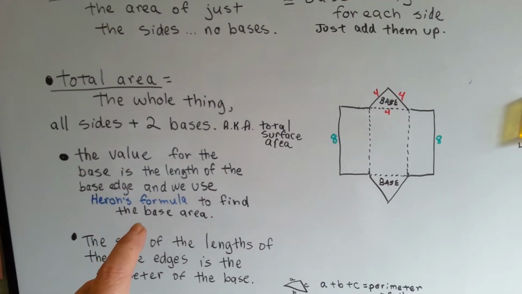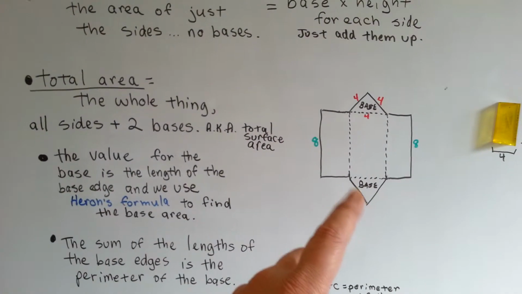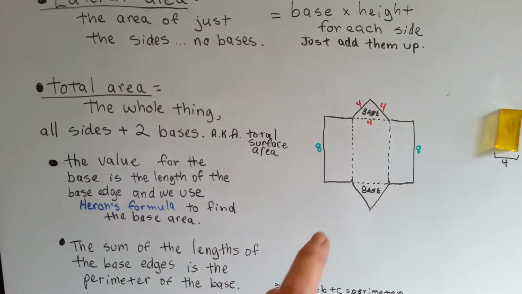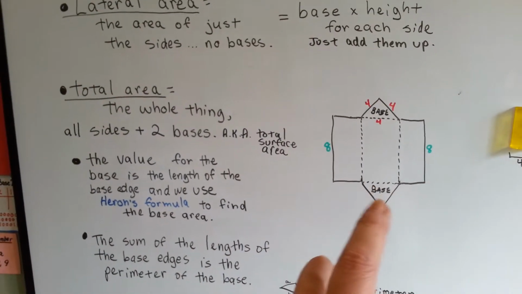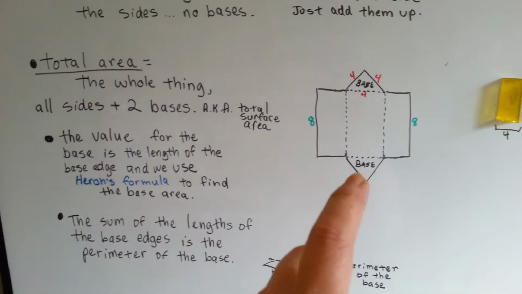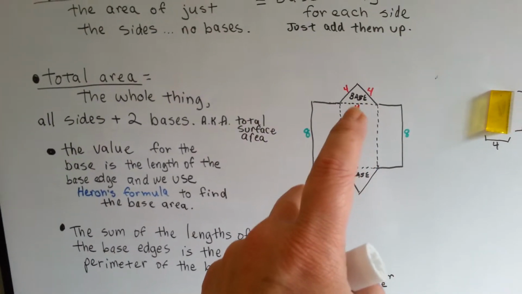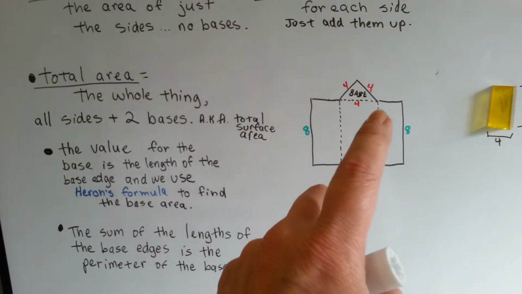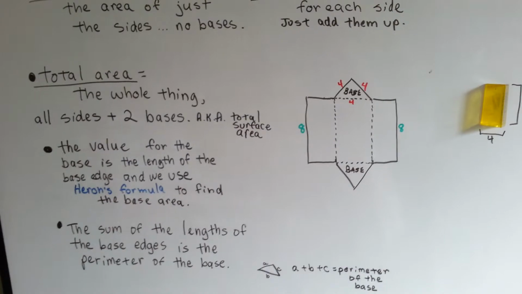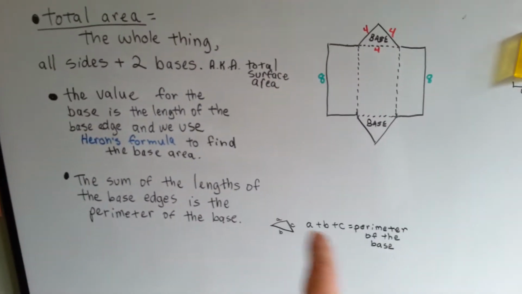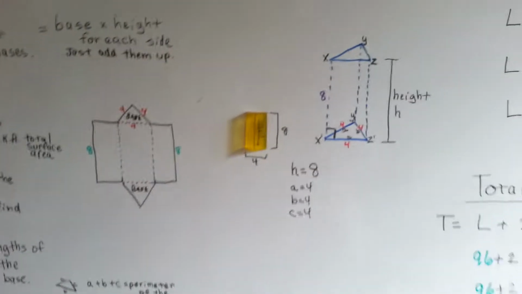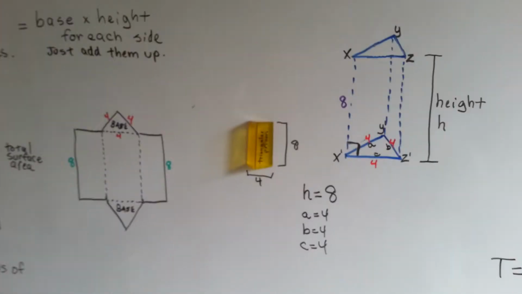The value for the base is the length of the base edge. Okay, so this would be like 4 here. And we use Heron's formula to find the base area. The sum of the lengths of the base edges is the perimeter of the base. So if this is 4, and that's 4, and that's 4, and it's like an equilateral triangle there, we know the perimeter is 12, right? Because 3 times 4 is 12. It's that simple, okay?